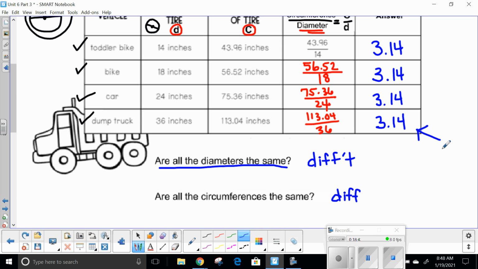What number am I going to get? 3.14. What if I took the circle at the end of this marker? You see how there's a circle? And I could measure around it. What if I took the circumference of this marker and I divided it by the diameter of the marker? What answer am I going to get?